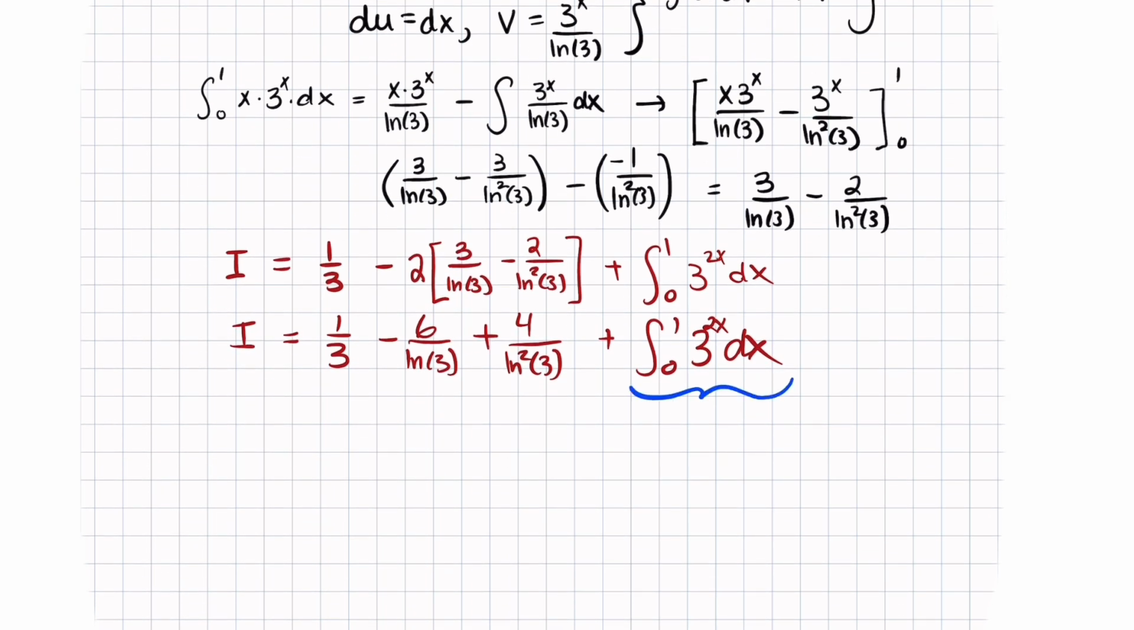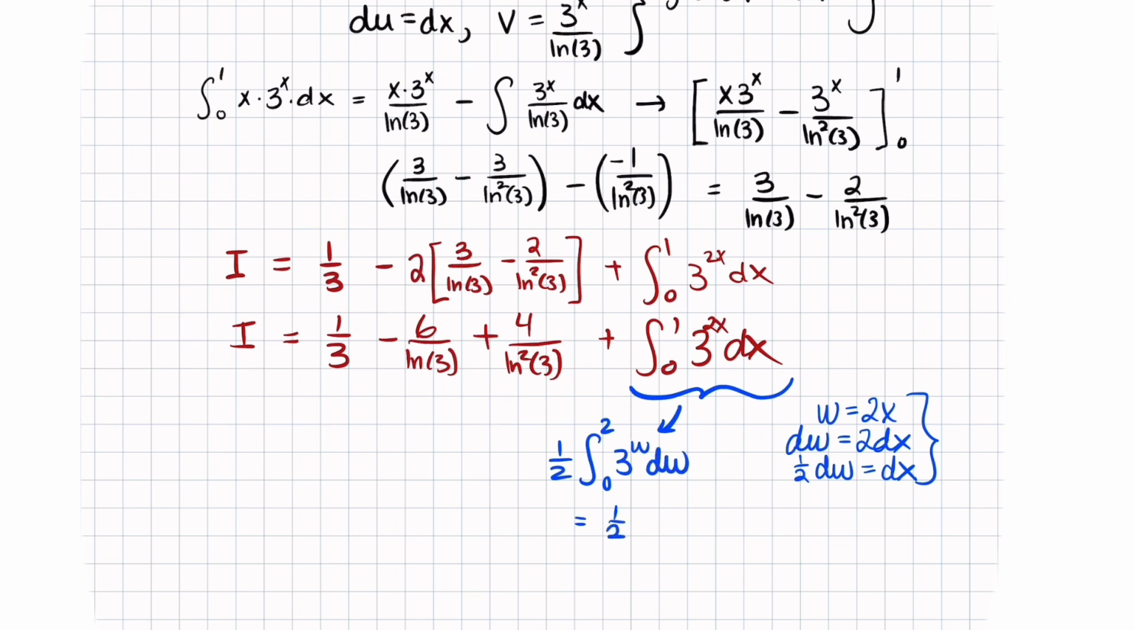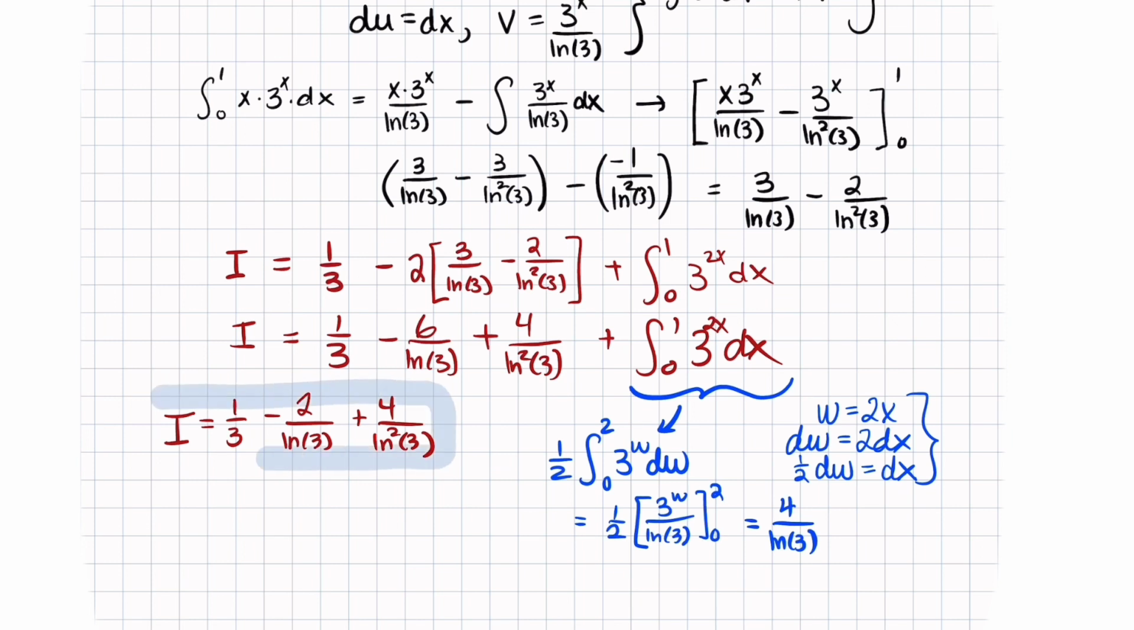Now 3 to the 2x, we're just going to make a quick substitution there. We're going to let w equal 2x. Differentiating, we'll bring that 1/2 over the other side: 1/2 dw equals dx. And when we go through a little quick side calculation there, limits of integration go from 0 to 1 now to 0 to 2. And this is going to evaluate to 4 over log 3. All right, so we're going to put that together with the other negative 6 over log 3, and that's going to give us a final integral of 1/3 minus 2 over log 3 plus 4 over log 3 squared.